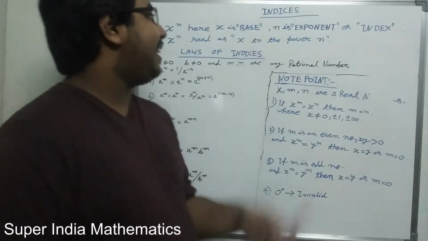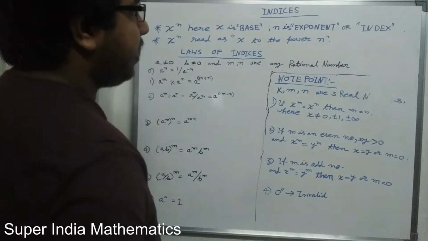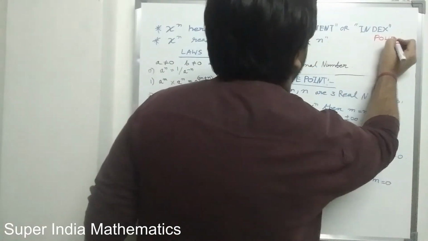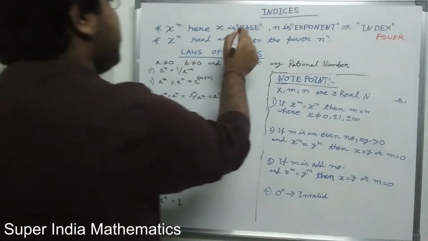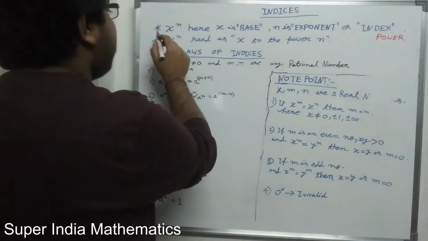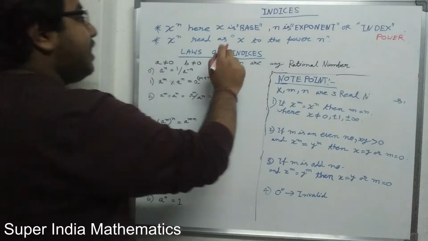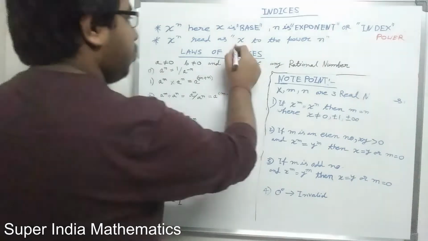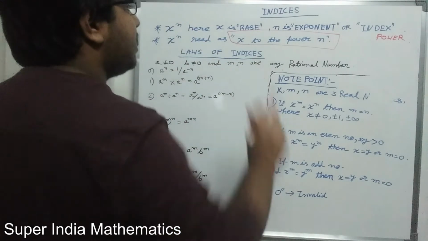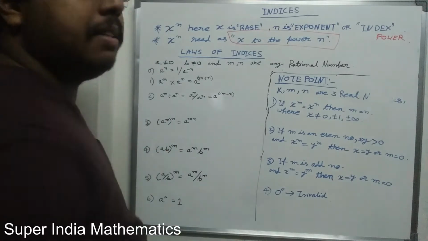Today's video is on indices. x to the power n, where x is the base and n is the exponent or index or power. x to the power n is read as x to the power n, and here n is the exponent or index or power of x, where x is the base.